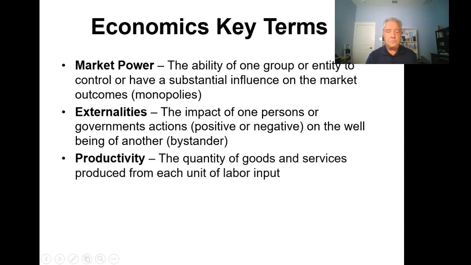Productivity, the quantity of goods and services produced from each unit of labor. This really relates to, given the number of people employed, what is the quantity of goods and services they're producing? In other words, are we producing more per person or less? If we're producing more per person, the productivity per person increases. If we're producing less, which is not a good thing, the productivity per person decreases.